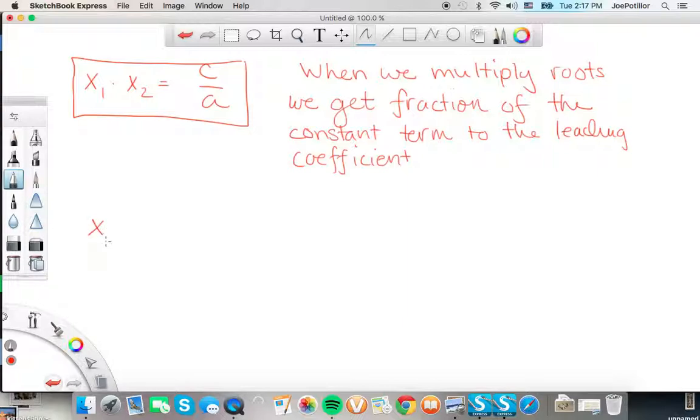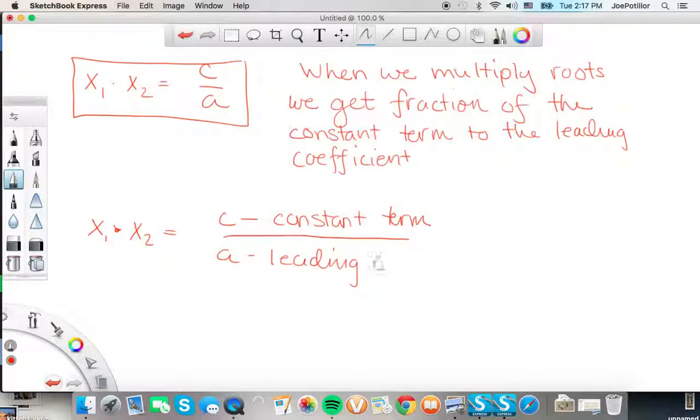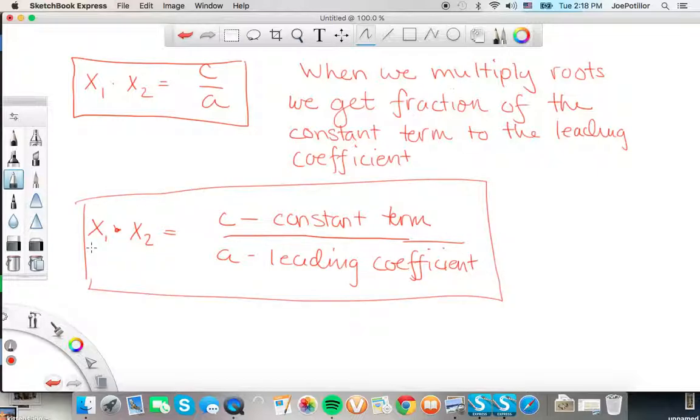So it looks like this. C, the constant term, over A, which is the leading coefficient. Okay. Everybody got it so far? Okay, good. Like the thumbs up I'm seeing? Right, good. Now, let's do an example of this. Okay.